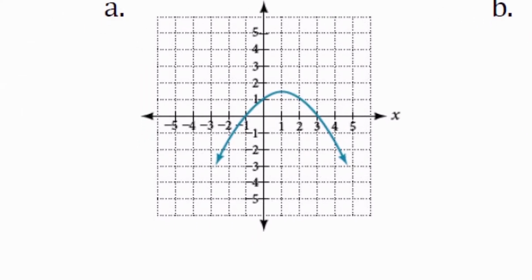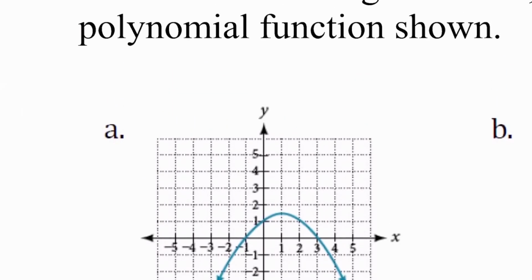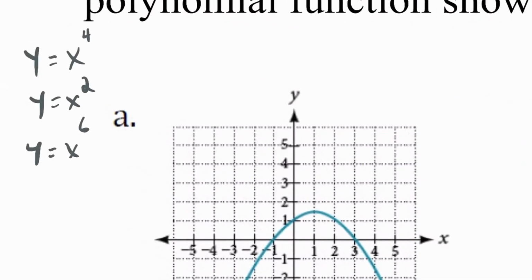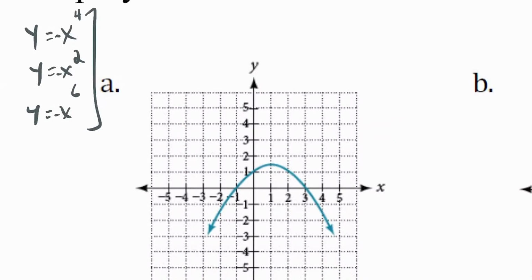Like if you look at the graph of y equals x to the fourth, it has one turning point. Okay. If you look at the graph of y equals x squared, it has one turning point. If you look at the graph of y equals x to the sixth, it has one turning point. So really, if I make these all negative, any one of these could be related to this graph. The leading term could be negative x to the fourth, negative x squared, negative x to the sixth. Okay, that's a possibility. We don't know which one, but I can look at this and go, there's one turning point. The degree is at least 2.